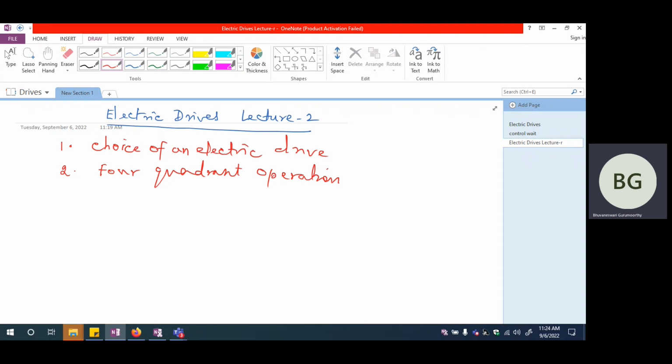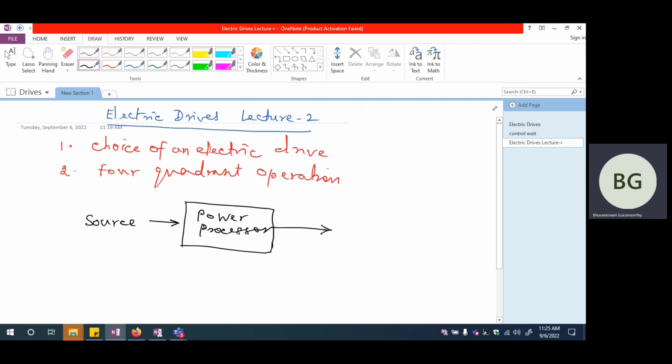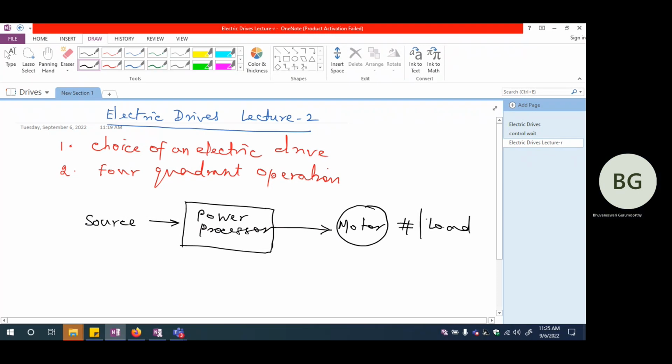Okay. So we said that a drive system consists of a power supply or a source, which is being processed by a power processing module. So let me call this as power processor. And from the power processor, whatever is the power that is coming out, the electricity that is coming out, that is going to go into the motor. And the motor is actually coupled with the load. The load is driven by the motor.